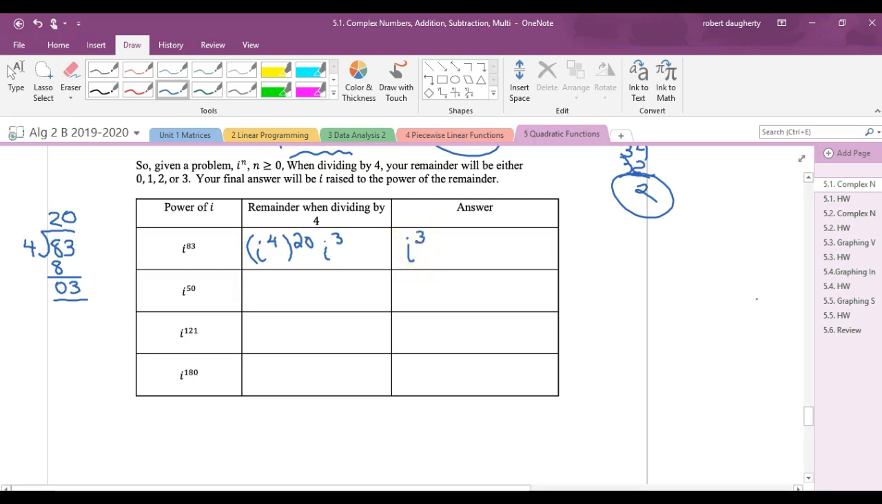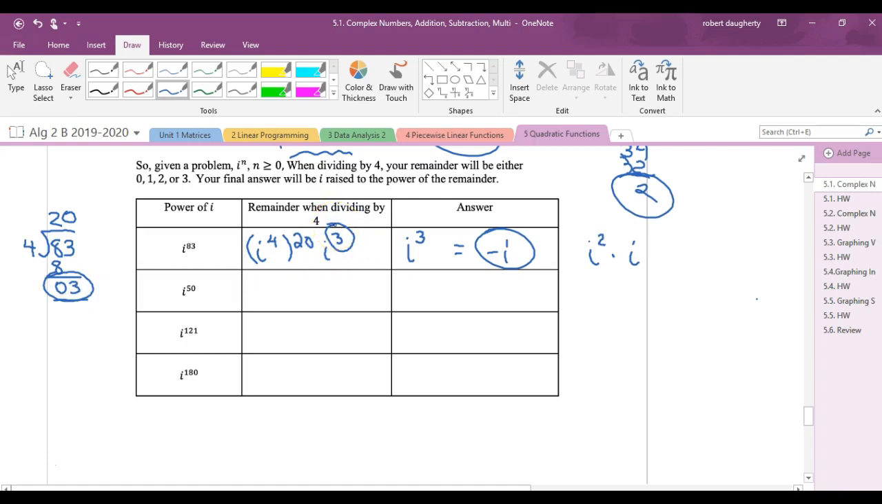Now what if you don't remember what i cubed was? How can you figure that out? i cubed is i squared times what? Okay. What's i squared? -1. What's -1 times i? Yeah. This answer is -i. Okay. So what we're always coming up with is that whatever my remainder is when I divide by 4, it's i to that power.